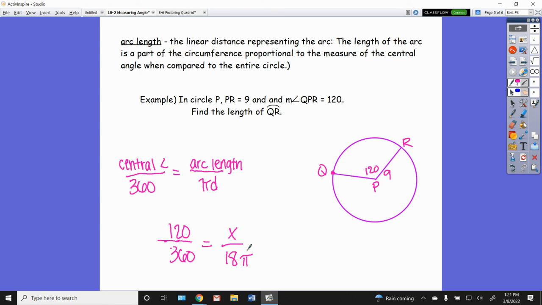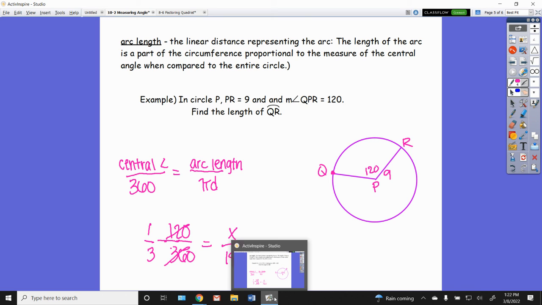Just so you know, if you wanted to do it in your head, 120 over 360 is 1/3. 1 times 18 pi is 18 pi. Divide by 3. What's 18 divided by 3? 6. So the answer is going to be 6 pi if I asked you for exact. But guess what 6 pi is? 18.84, and so on. I told you to round, so 18.85.